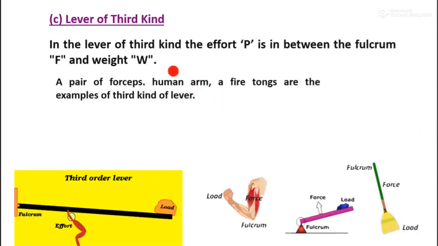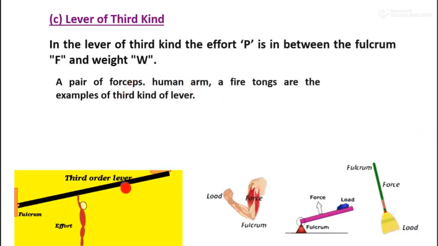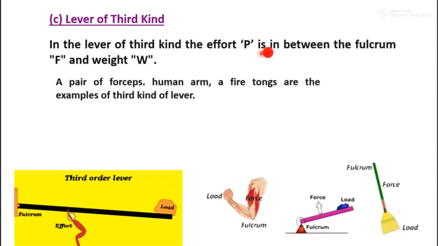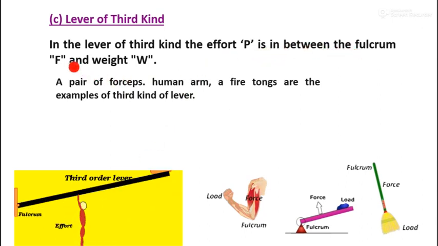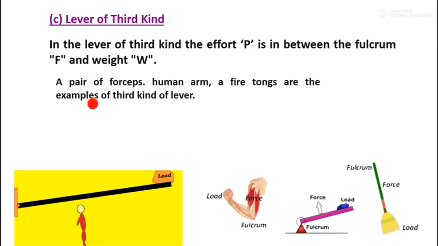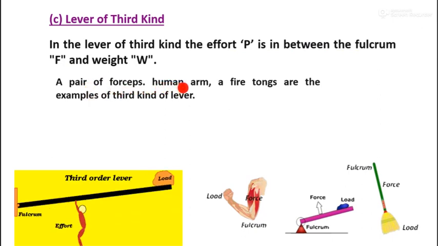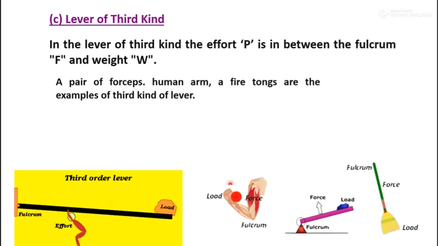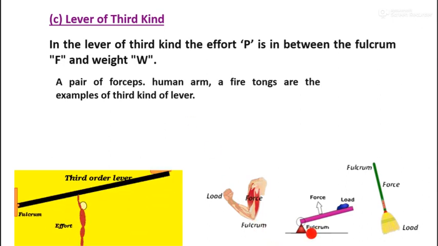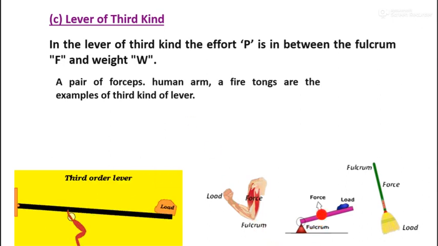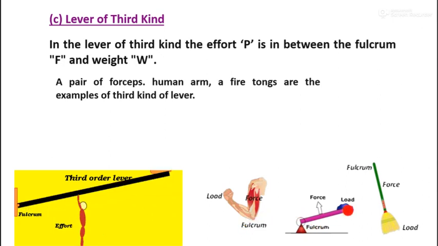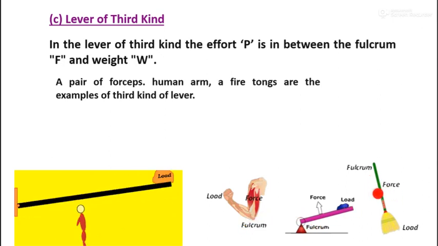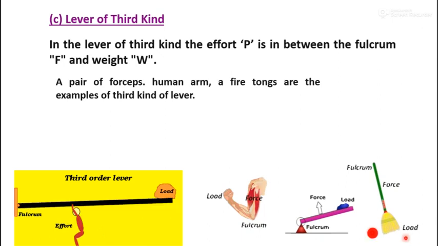Now, lever of third kind. In the lever of third kind, the effort is between the fulcrum and the weight. A pair of tongs, the human arm and fire tongs are examples of the third kind of lever. In this part, you can see the force is between the fulcrum and the load.